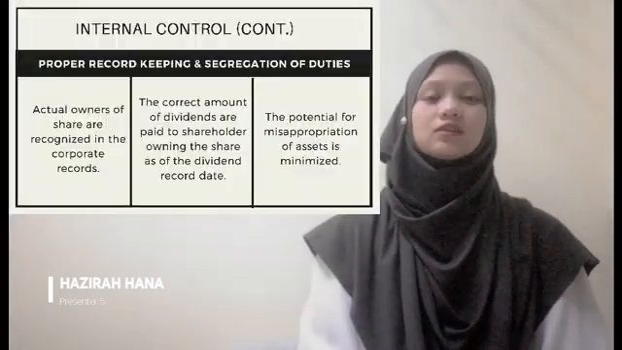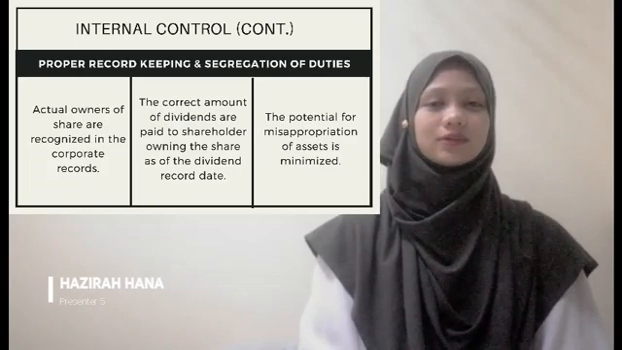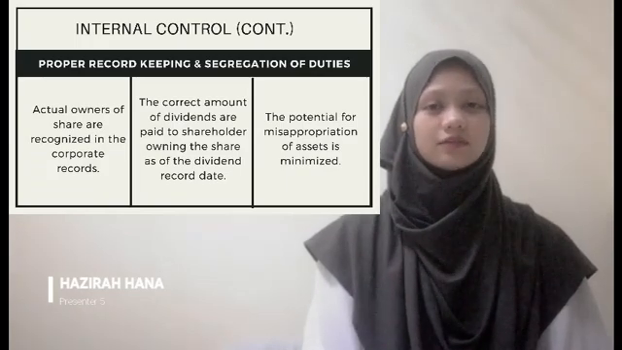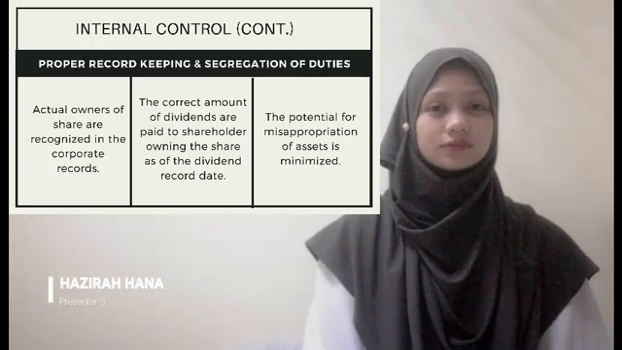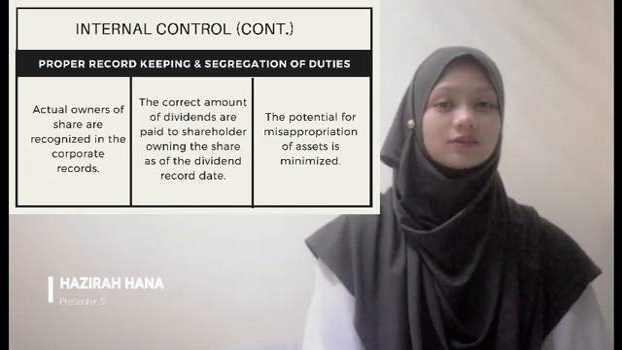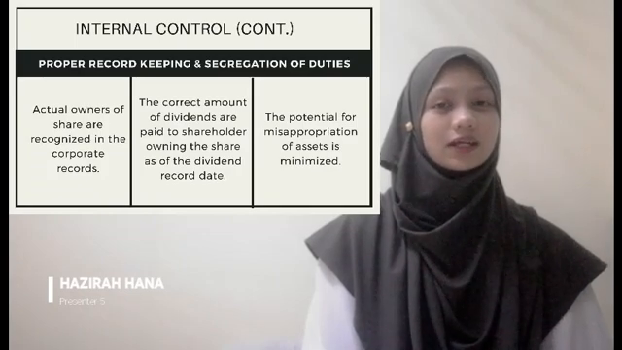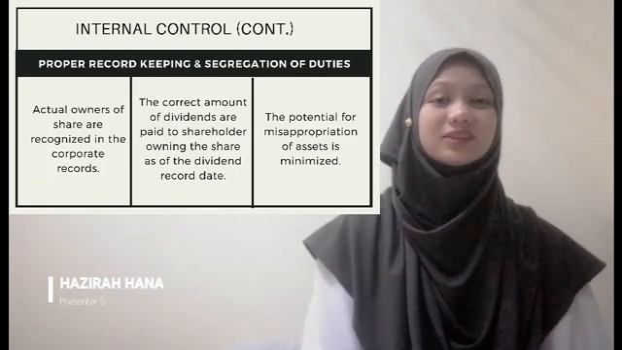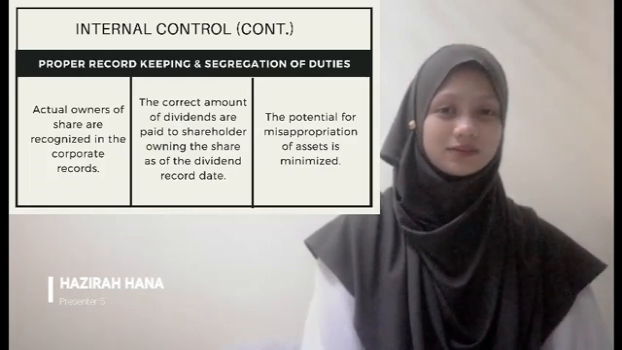The next activity in internal control is proper record keeping and segregation of duties. When a company maintains its own records of stock transactions and outstanding stock, the internal control must be adequate to ensure that the actual owners of the stock are recognized in the corporate records. The next one is that the correct amount of dividends is paid to the shareholders owning the stock on the dividend record date. And the last one is that the potential for misappropriation of assets is minimized.